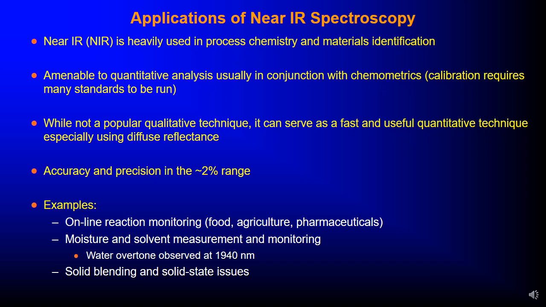So application of near IR spectroscopy: heavily used in process chemistry, and material identification is amenable to quantitative analysis, usually in conjunction with chemometrics. While not a popular qualitative technique, it can serve as a fast and useful quantitative technique, especially using diffuse reflectance. Accuracy and precision are in the 2% range. Examples are online reaction monitoring, food, agriculture and pharmaceuticals, moisture and solvent measurements and monitoring, and solid blending and solid state issues.